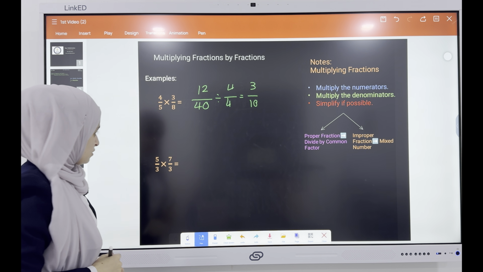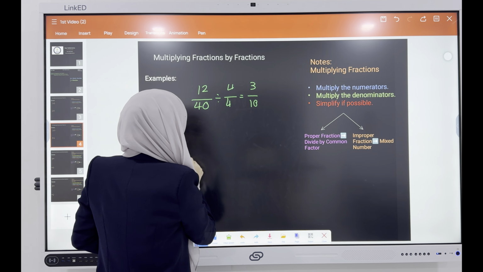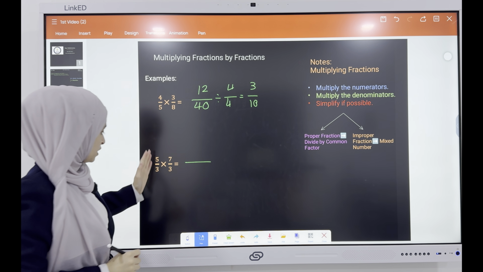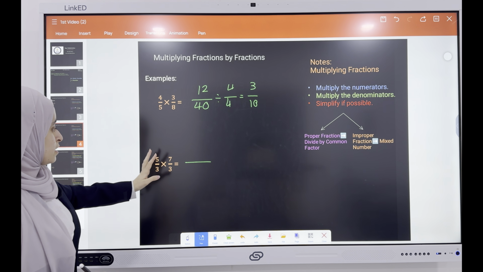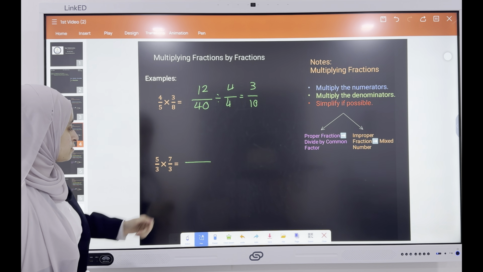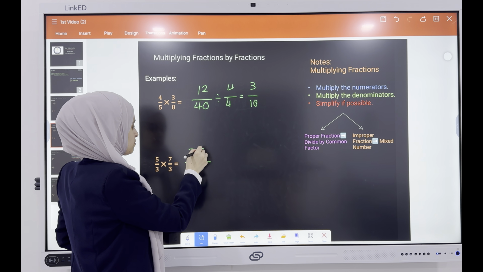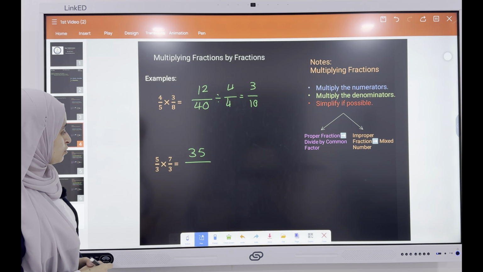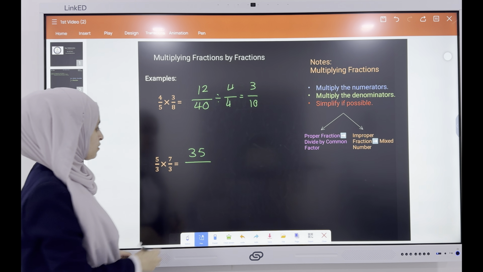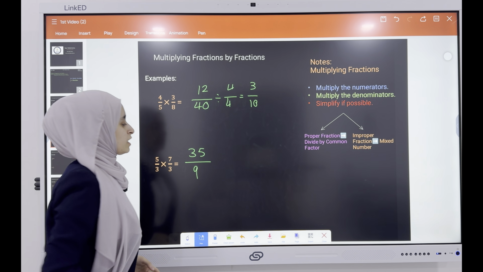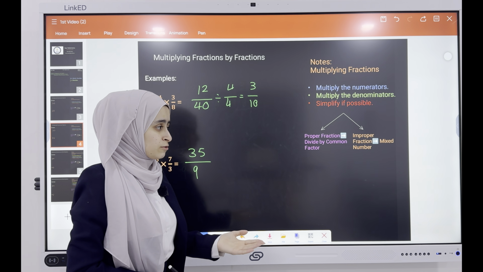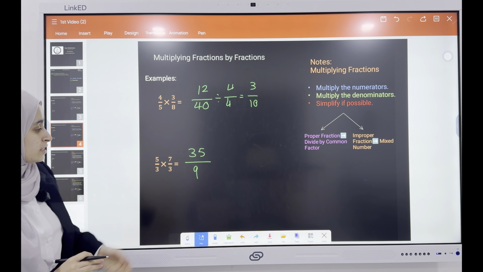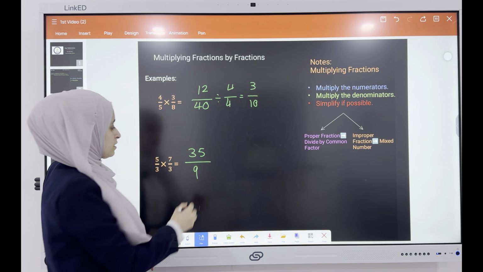Now let's have another example. 5 over 3 times 7 over 3. Multiply numerators, 5 times 7. Multiply denominators, 3 times 3, which is equal to 9. Now simplify it. Is it proper or improper? It is improper because 35 is greater than 9.